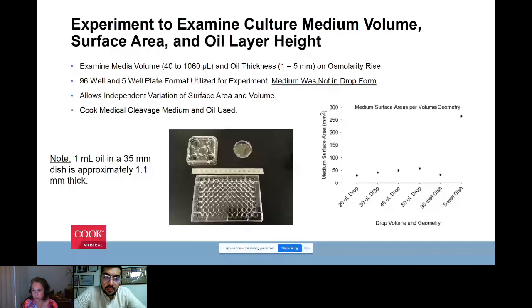And the drop volume, if you see here, between 20, 30, 40, 50 microliter, we considered that in the 96-well dish it was the best option. And then we used a 5-well dish because that is quite commonly used. One of the things is that if you know the geometry of the system, you can calculate the height of the oil based on the volume of oil you're overlaying. So we knew that 1 ml of oil in a 35 millimeter dish is approximately 1.1 millimeter thick, for instance. So for all of the next experiments that I'm talking about, we are not having drops. We're using these two dishes, the 96-well and the 5-well.